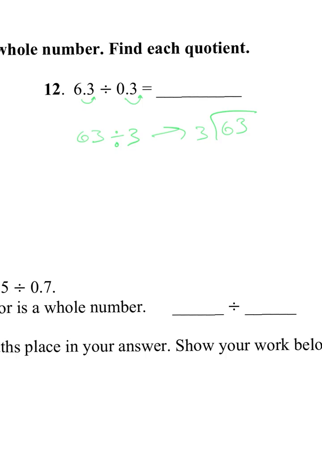3 will go into 6 2 times. 2 times 3 is 6. Subtract those, I get 0. Bring down the 3. 3 goes into 3 1 time. 1 times 3 is 3. Subtract those, and I get 0 as my remainder. So when I got a remainder of 0, I'm done. That's it. All I got to do. On to number 13.